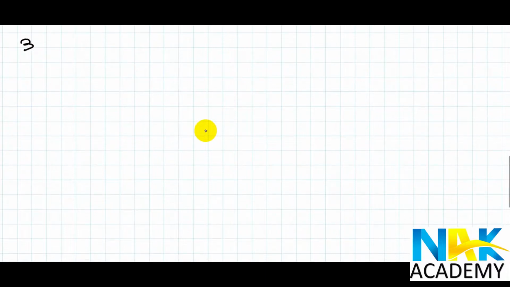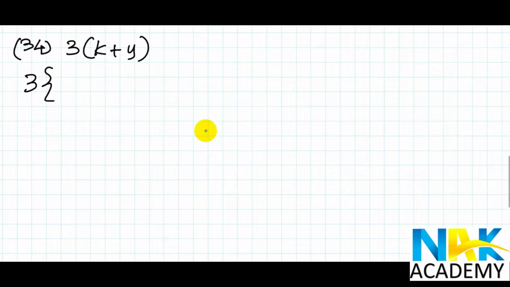Let's go to question number 34. Question number 34 is 3 times k plus y. Let's do this in the other way. I write 3 here, and I know the value of k is equal to 0 and the value of y is equal to minus 1. So I put a curly bracket here: 0 plus minus 1.